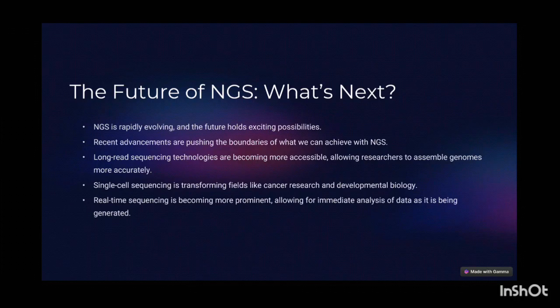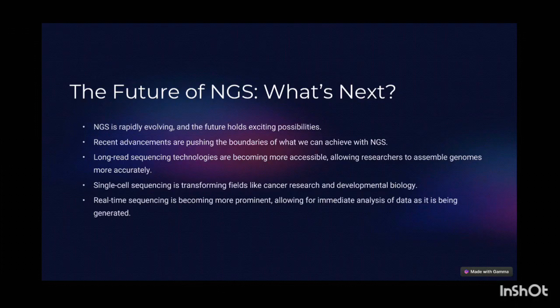One of the most significant advancements is the improvement in long read sequencing technologies like those offered by PacBio and Oxford Nanopore. While early NGS focused on short reads, these long reads can detect structural variations that would be impossible for short reads. In the coming years, we can expect continued reductions in the error rates and cost, making long read sequencing more accessible for research.